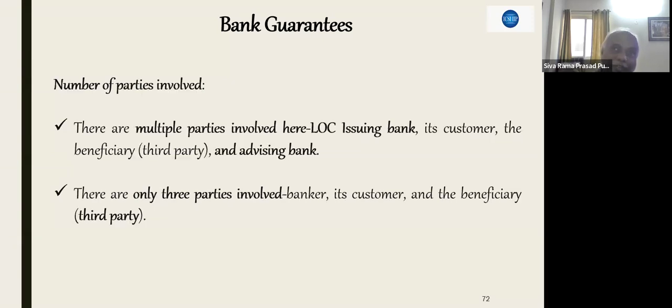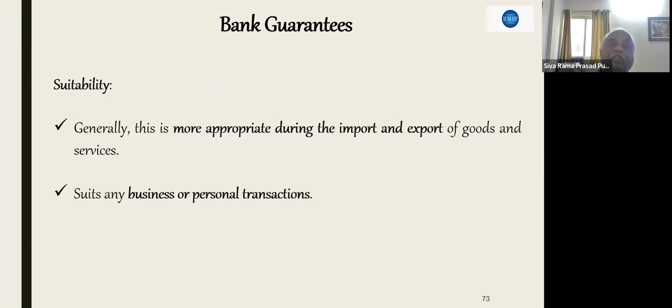Number of parties involved. If you see the letter of credit, multiple parties are involved: the issuing bank, its customer, the beneficiary (third party), and the advising bank, another bank, is also there. But in case of a bank guarantee, only 3: that is the banker, its customer, the applicant, and the beneficiary, third party.